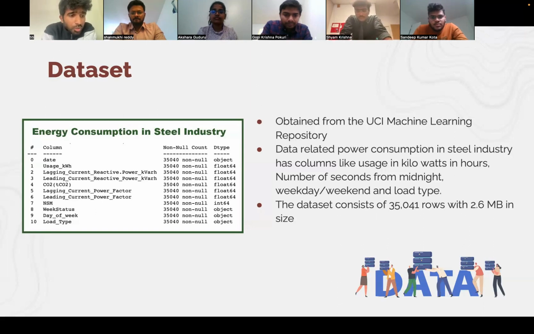NSM stands for number of seconds from midnight, or we can also call it the number of seconds of power that has been used. And we have a week status, whether it is a weekend or weekday, and we have a day of week like Monday, Tuesday, Wednesday. And lastly, we have a load type. Load type is light load, medium load, or maximum load. Entirely we have 35,441 rows after data cleaning, with a size of 2.6 MB.